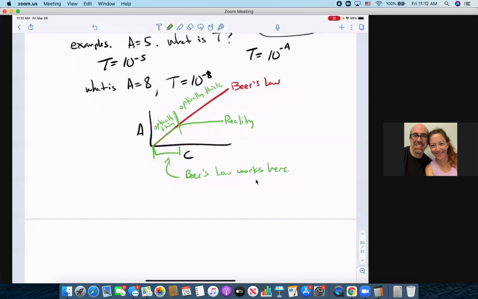How would you be able to tell if you're in the linear range of absorbance? So you have a cuvette, you have a sample, you pop it in, you get an absorbance value. How do you know you can trust that you're in the linear region? Thinking that you're a chemist.